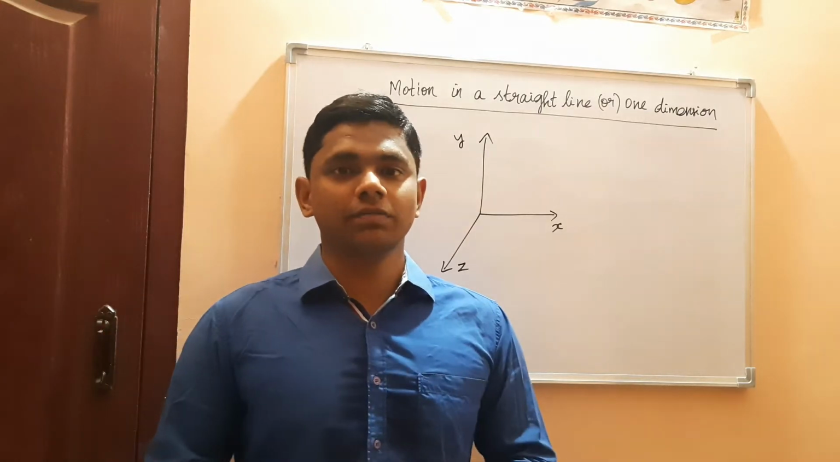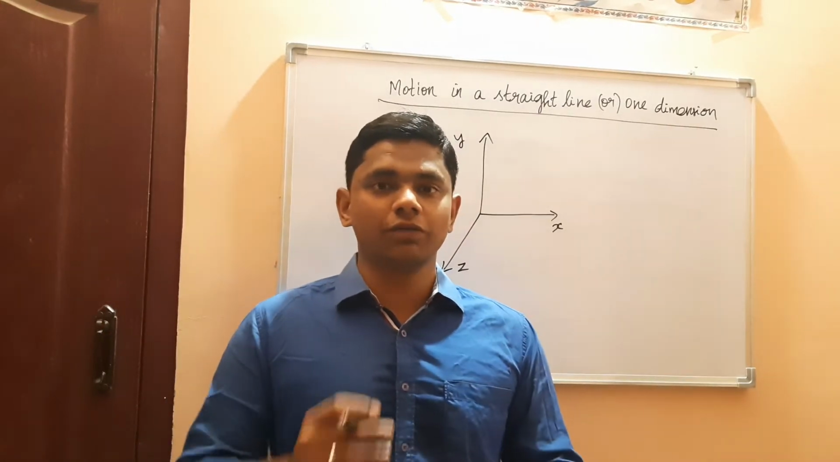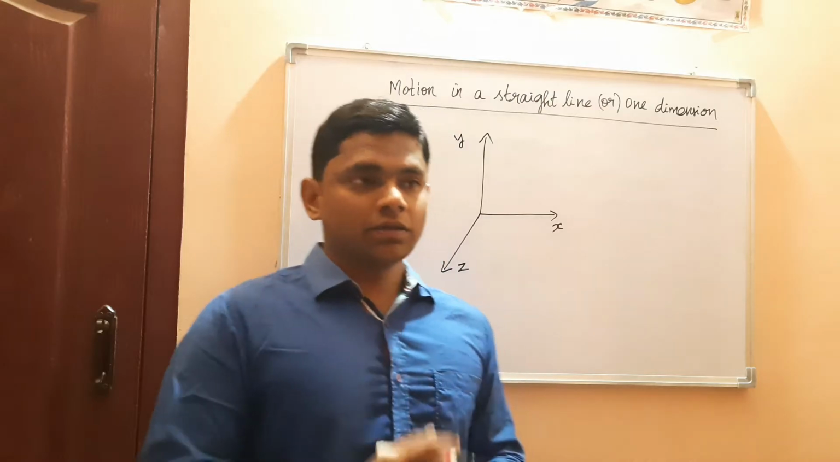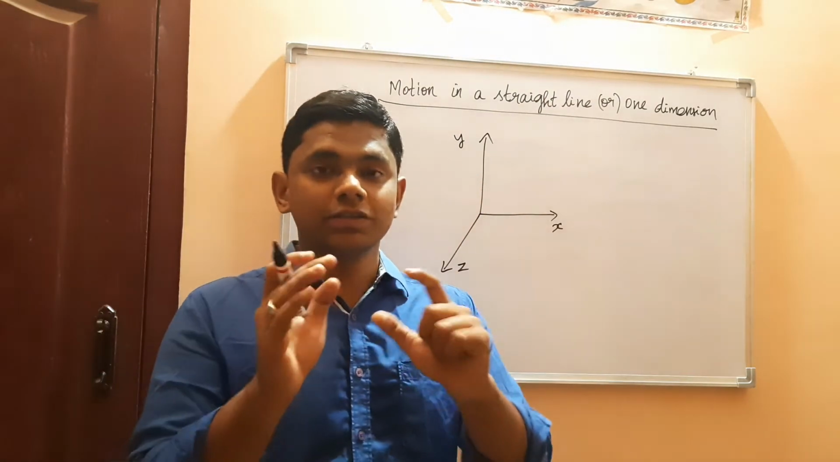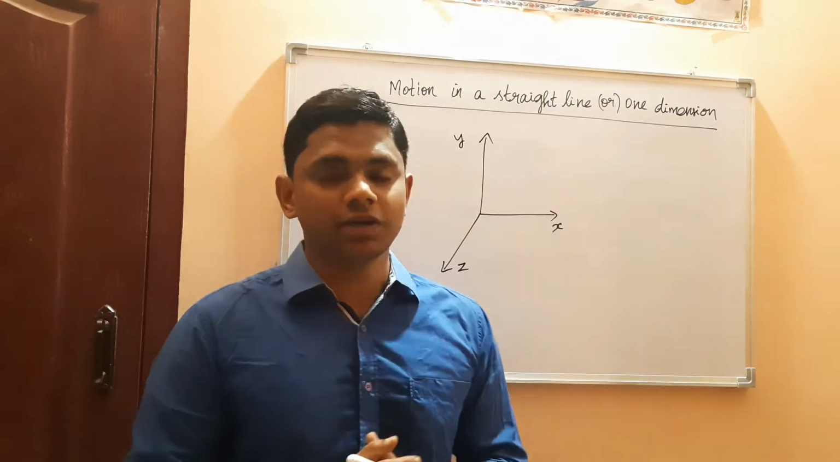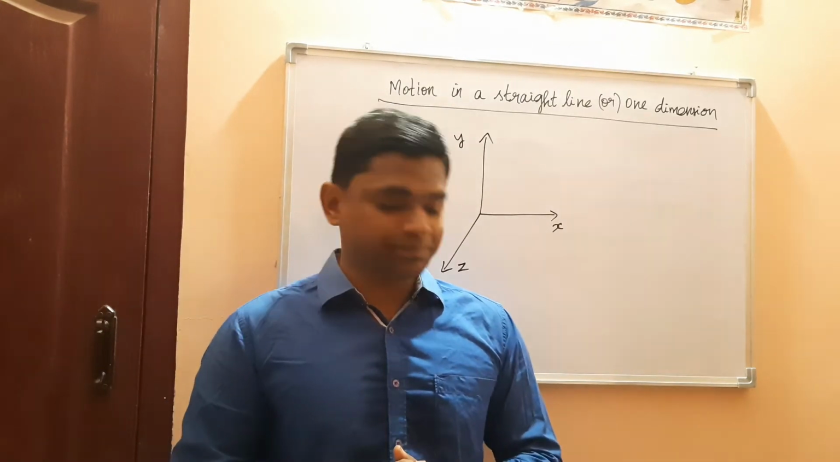So motion in a straight line or one dimension means the motion of the object is confined in only one dimension. A best example for this is the motion of the beads in an abacus. In an abacus, the beads move only along the frame of the abacus. So its motion is the best example for motion in a straight line or motion in one dimension.